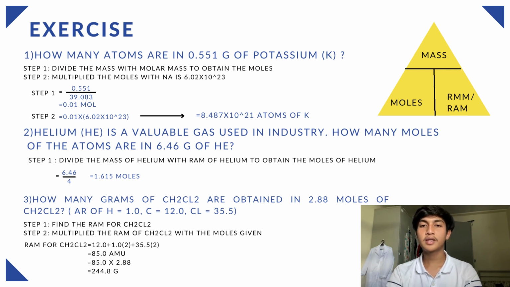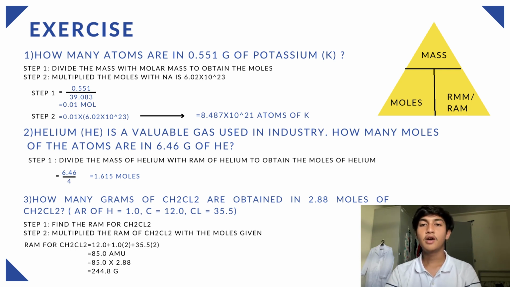Second question. Helium is a valuable gas used in industry. How many moles of the atom are in 6.46 gram of helium? Step 1. Divide the mass of helium by the molar mass of helium to obtain the moles of helium. So 6.46 divided by 4 and we will get 1.615 moles as the answer.